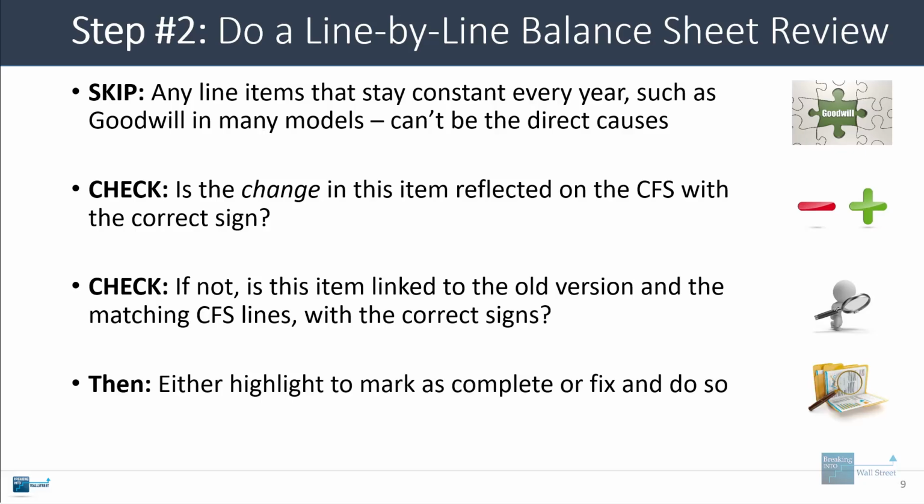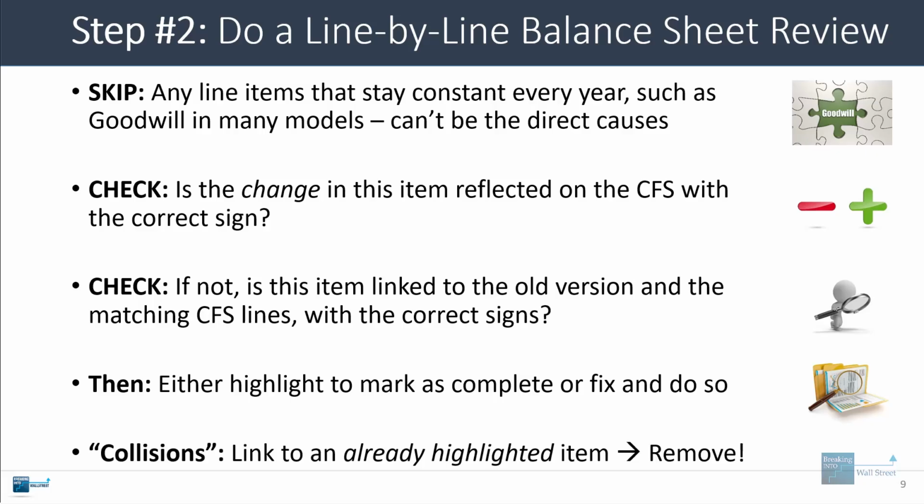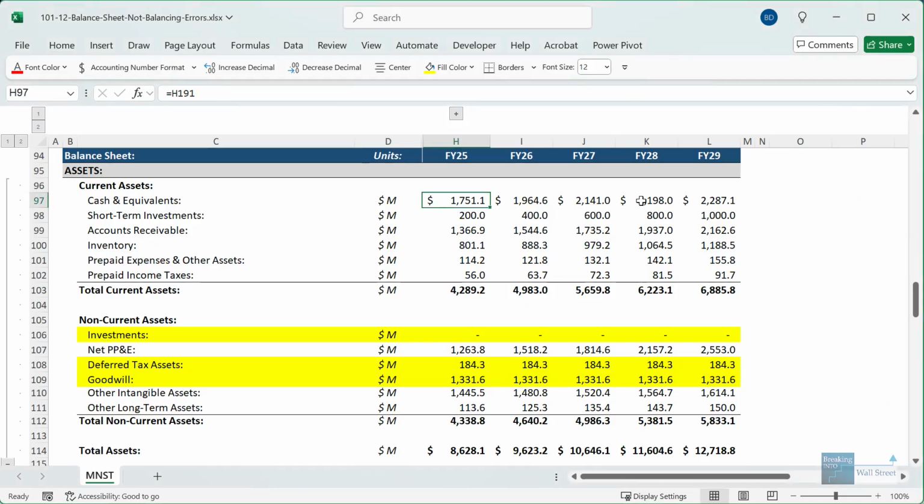Once you do this, you highlight any lines that appear to be correct. If something is not correct because you've forgotten it or the sign is wrong or something like that, then just make the fix and then highlight it after that. If you get a collision where you have found a link to an item that you've already highlighted, then you're double counting something, so you'd want to remove it in that case. So let's go to the balance sheet and start doing this line by line review.